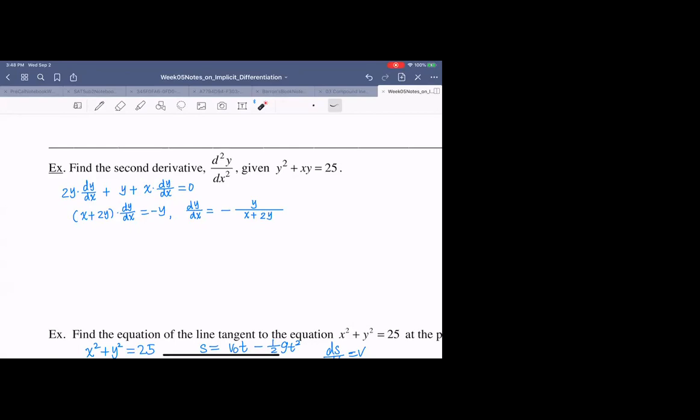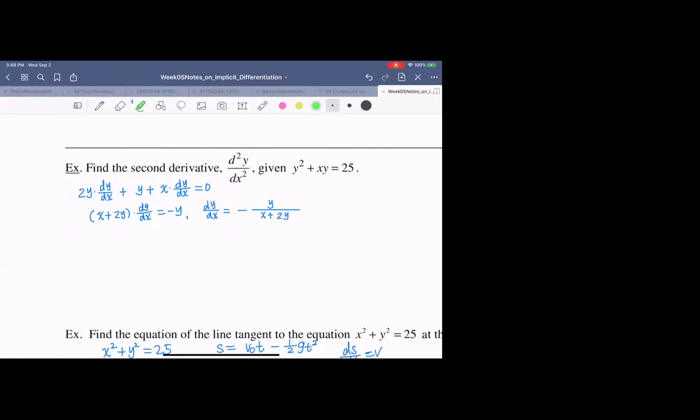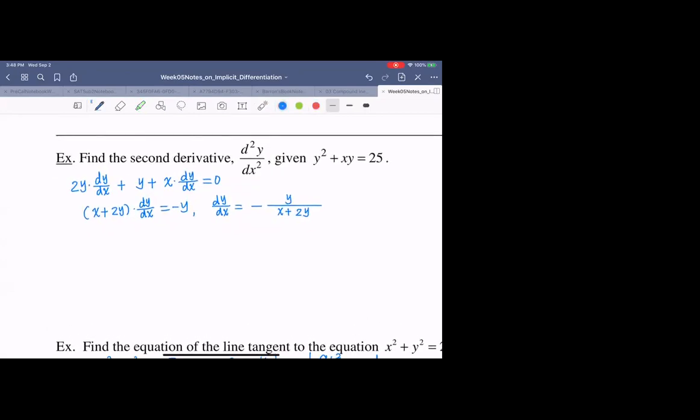Okay. Now let's move on to the second derivative. For the second derivative, we can use the implicit method. We can also use the explicit method. So let's set this up into two branches, okay? On the left, we use the implicit method, and we are going to compare the answer.